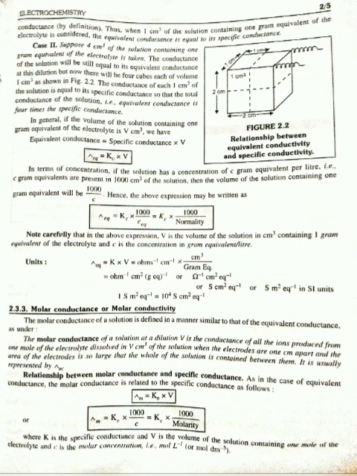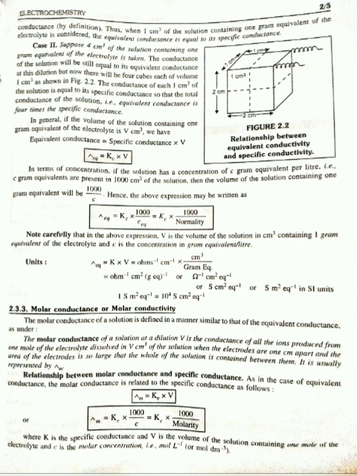Units: lambda equivalent is equal to K into V, that is ohm inverse centimeter inverse into centimeter cube per gram equivalent, which is equal to ohm inverse centimeter square gram equivalent inverse, or ohm inverse centimeter square equivalent inverse, or Siemens centimeter square equivalent inverse, or Siemens meter square equivalent inverse in SI unit. 1 Siemens meter square equivalent inverse is equal to 10 raised to power 4 Siemens centimeter square equivalent inverse.